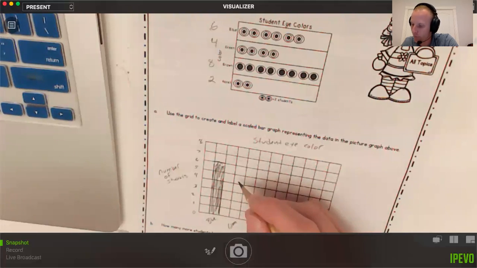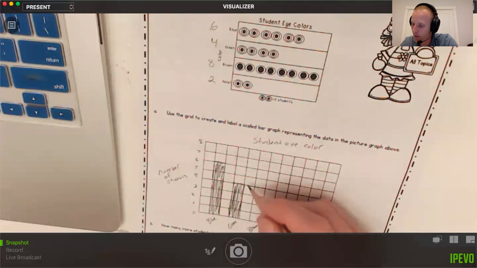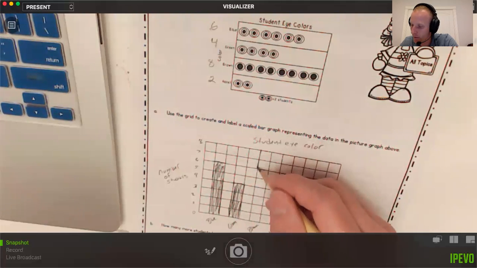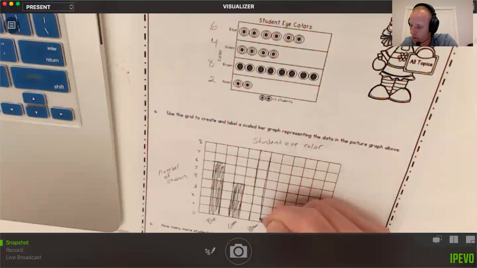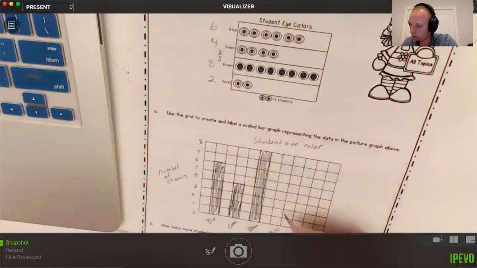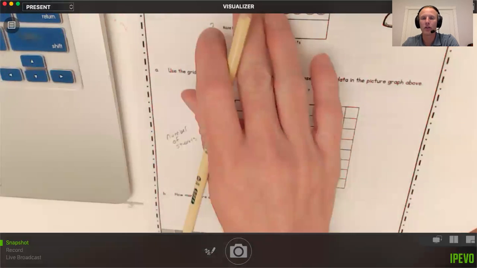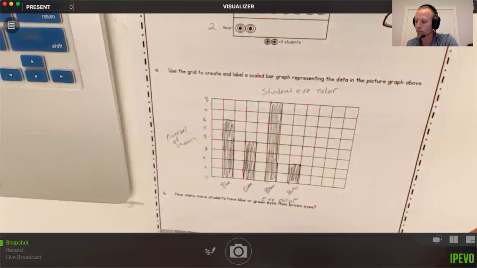And then green has 4 students, so I'll go to the 4 and shade in 4 blocks. After that, I'll find brown having 8, which is all the way at the top of my graph here. So I'll go all the way to the top line with this bar and quickly shade in 8 squares. And last, 2 kids have hazel eyes, so we'll mark that just like that. And I've now created a scaled bar graph representing the same information that came up in our picture graph before.